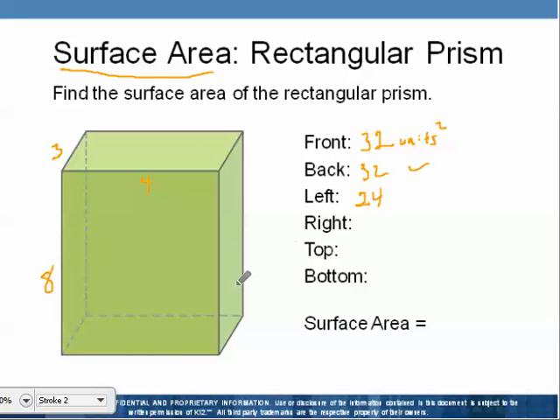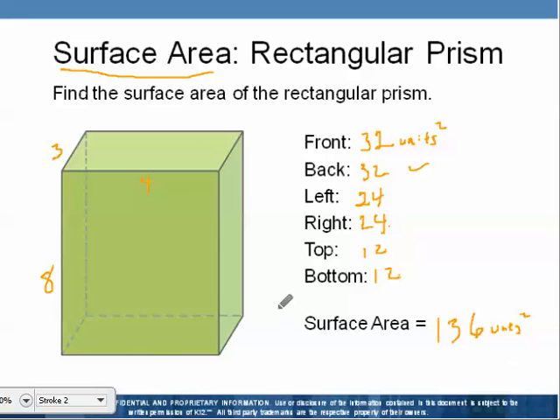The right side over here is the same as the left side, so that'd be a 3 by 8, that'd be 24. The top is a 3 by 4, that would only be 12. And the bottom is going to be the same, 12. So my total surface area is just the sum of all these numbers. So I got 32, 64, 88, 112, 136 units squared.